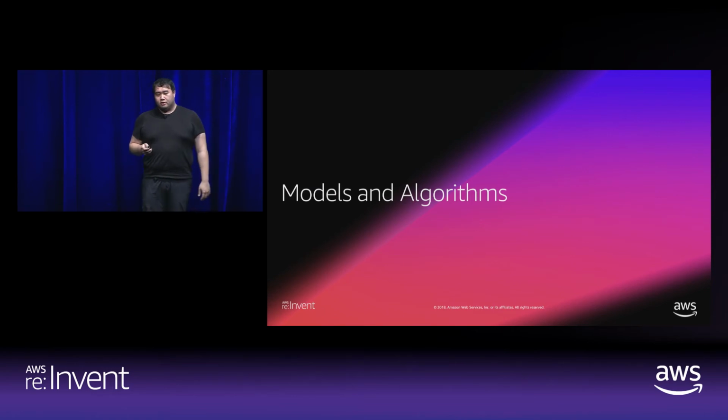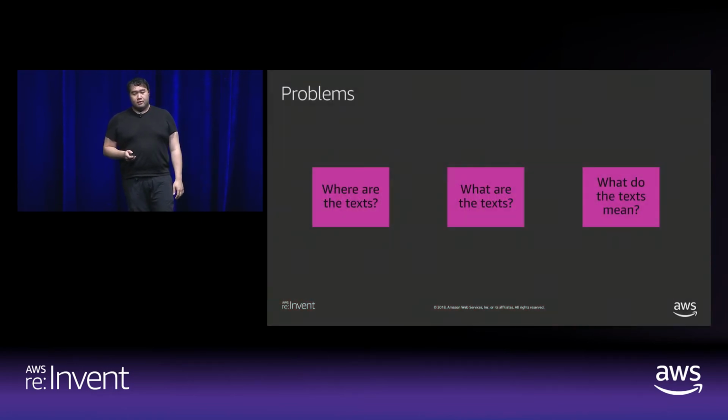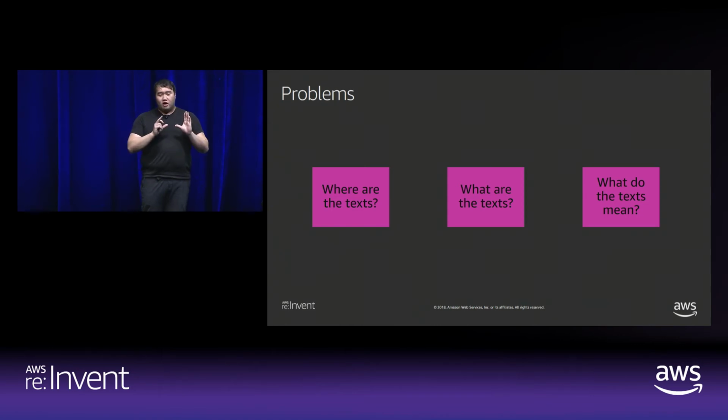Yeah, so next I wanted to talk about models and algorithms. So essentially, we're solving three problems, right? One is, where are the texts? This problem was typically solved by template matching in the past for enterprise software. So you take each type of document and create different templates for the different varieties, and then you run a statistical model on it to figure out which template is the most appropriate.